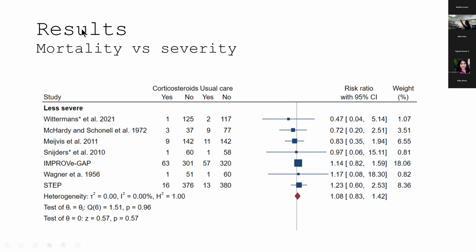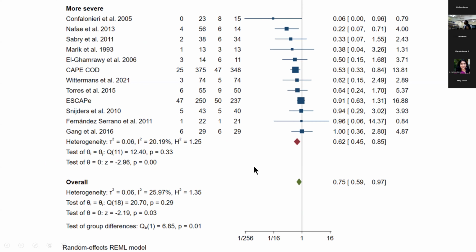So they have, for the mortality versus severity, they have looked at the less severe studies. So we have about 7 less severe studies. And overall, they found that there was no change in your mortality. Okay, so the risk ratio is 1.08, confidence interval is 0.83 to 1.42. When you looked at your more severe studies, they found there was a mortality benefit. Okay, they found that the steroids actually reduce your mortality by 0.62 with a confidence interval of 0.45 to 0.85.